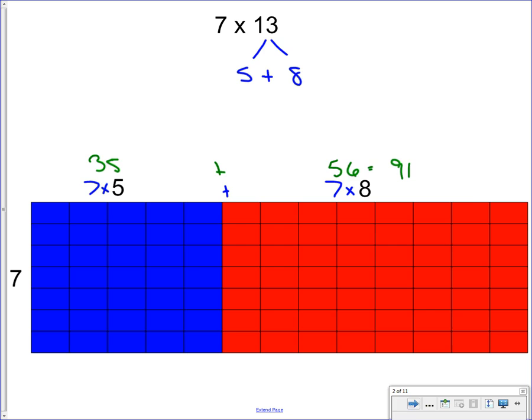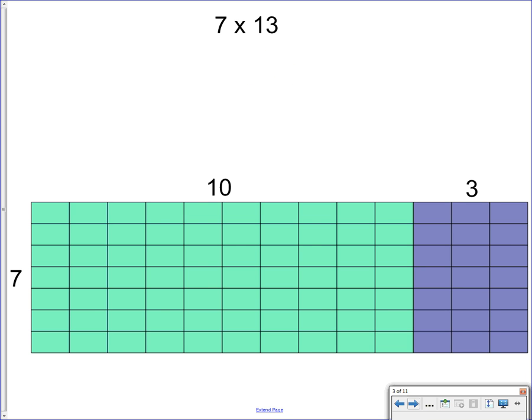All right, let's do it again, but this time let's decompose 13 in a different way. Let's decompose 13 as 10 plus 3. Again, I modeled it by having 10 columns of my array be green and 3 purple. I think it's purple. We'll call it purple. So here I've got 7 times 10. Hold on. Let's rewrite that over here. Here I've got 7 times 10, and over here I've got 7 times 3.